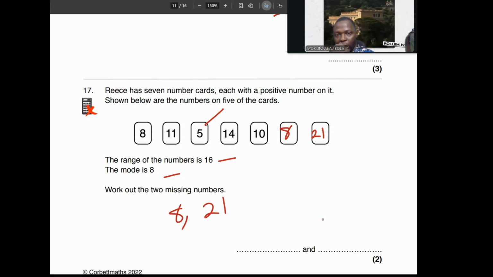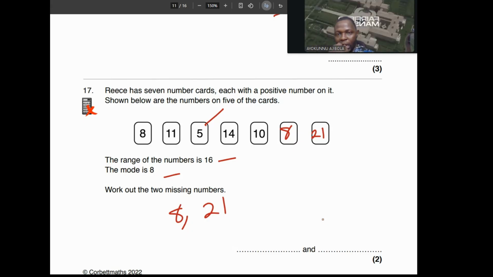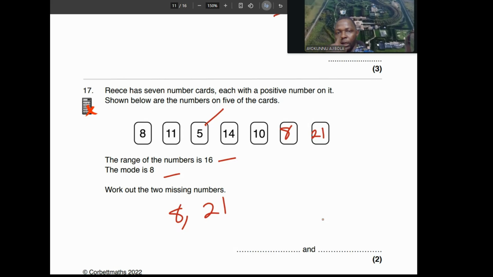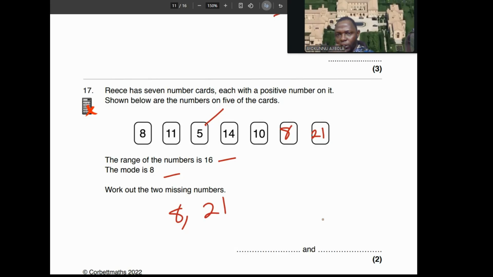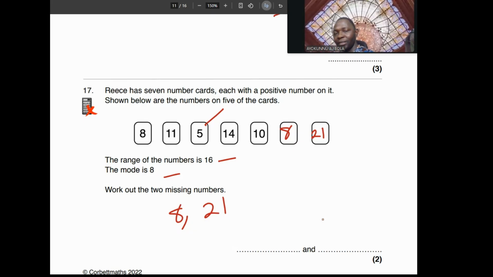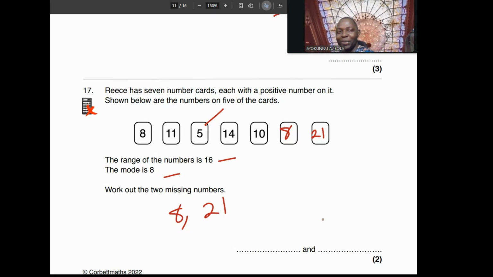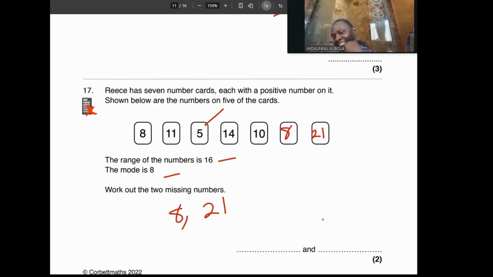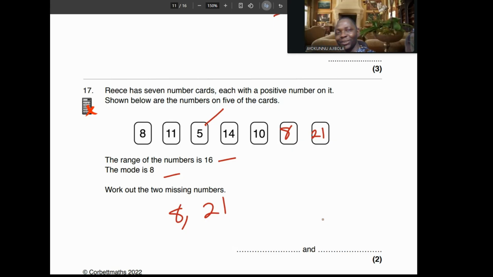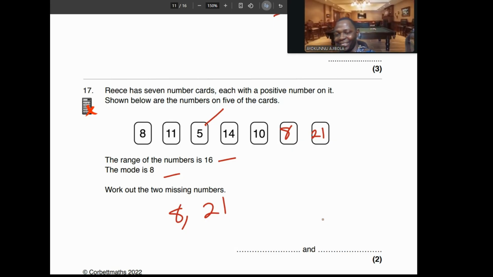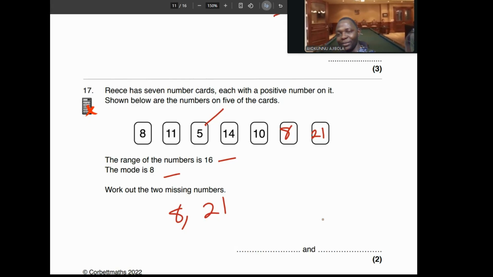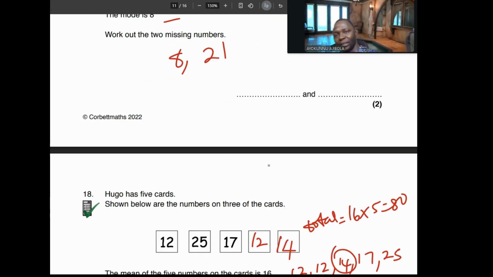So just add 16 to 8. Wait, was that what I did? The range, not 8, 5. 5 is the smallest, right? Maybe that was what you did. You added 16 to 8, you got 24. So 5 is the smallest, and that's why it's 21.